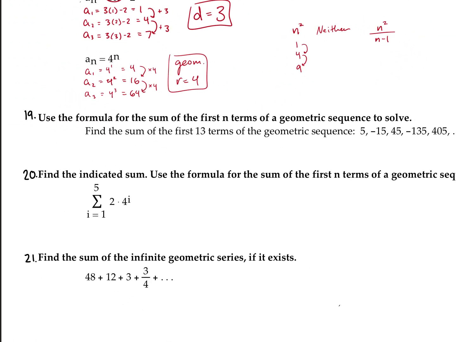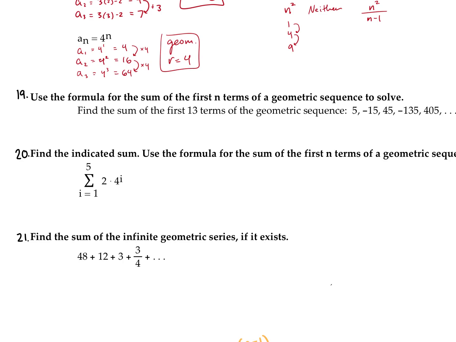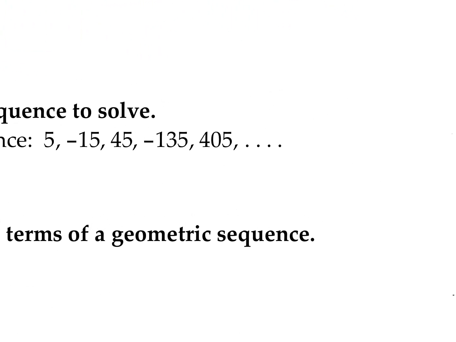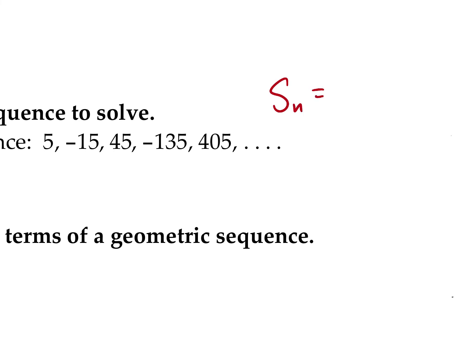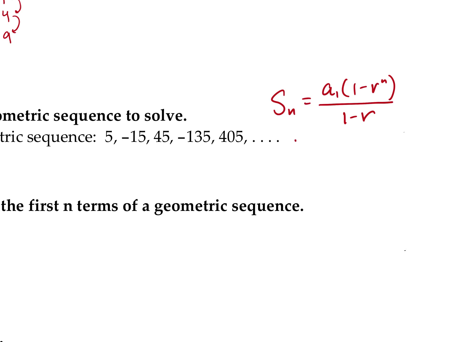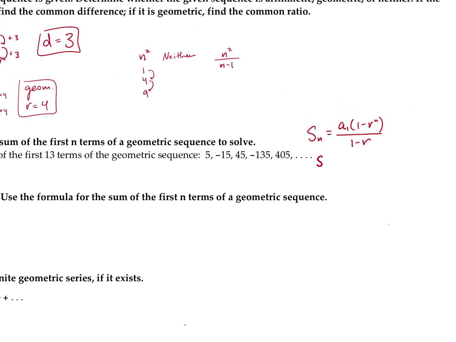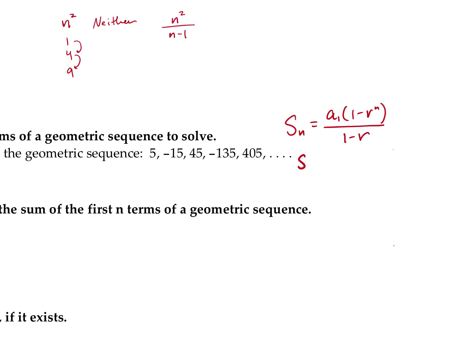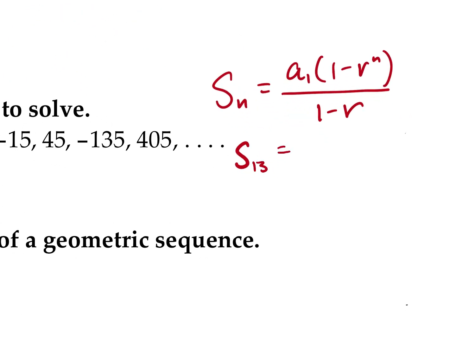All right, 19. Find the sum of the first 13 terms of the geometric sequence. So here we need our sum formula for geometric. What is that? A sub 1 times 1 minus r to the nth power, because here, for geometric, we have r instead of d, over 1 minus r. So we can start by plugging in everything we have. We're looking for the first 13 terms, so n would be 13. What's our first term? 5.